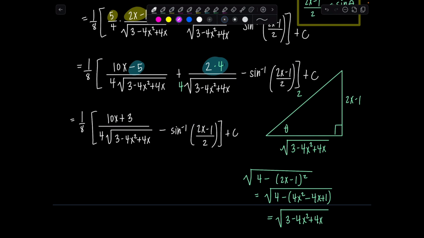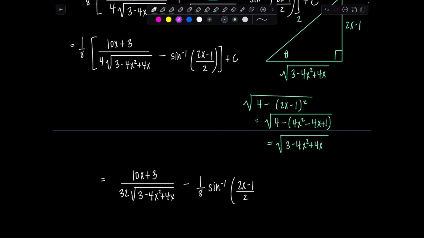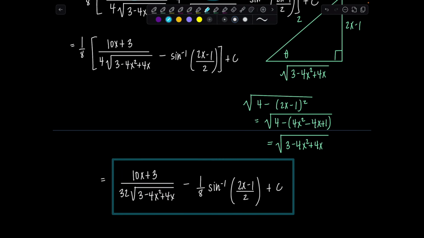And I would distribute the 1/8 through. Why not? We didn't come this far to just come this far. So we have 10x plus 3 over 32 times the square root 3 minus 4x squared plus 4x minus 1/8 times sine inverse 2x minus 1 over 2 plus c. Wow. Wow, wow, wow. Box that with pride. There you go. Happy pride. And I hope you enjoyed this integral of the day. It definitely was a doozy, right?